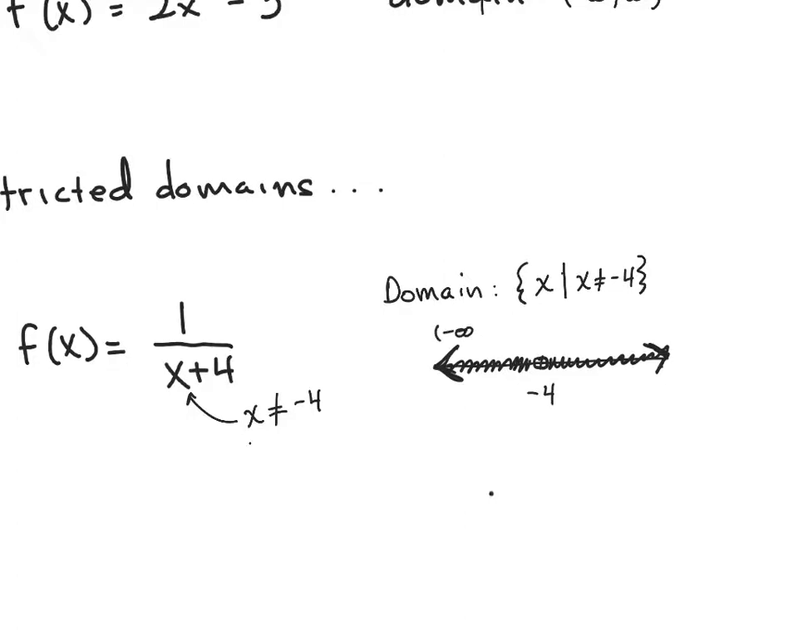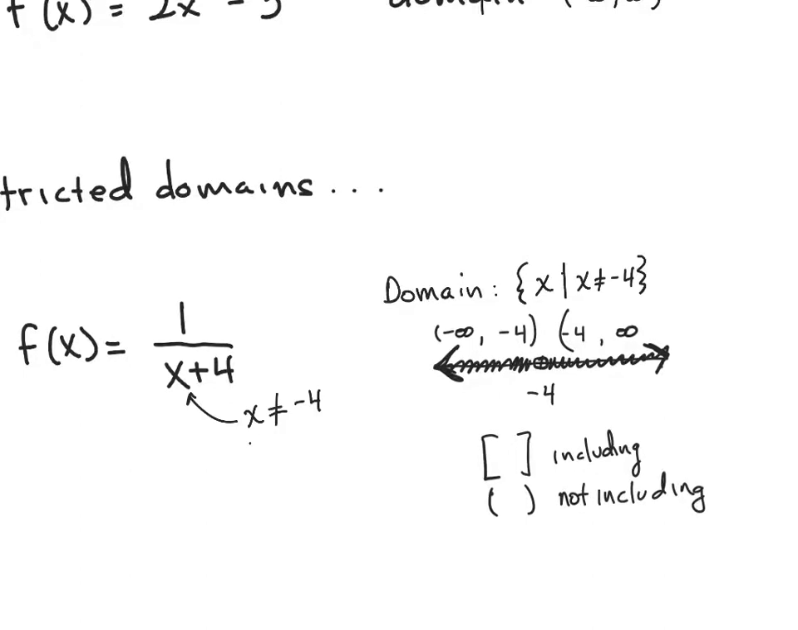What we end up with is the number line has been broken up into two intervals. This interval is negative infinity to negative 4, and this interval over here on the right side is negative 4 to infinity. The grouping symbols that you would use here are either parentheses or brackets. Parentheses means not including, and a bracket, by which I mean this symbol, means including. Since we're not including negative 4, we have to use parentheses.